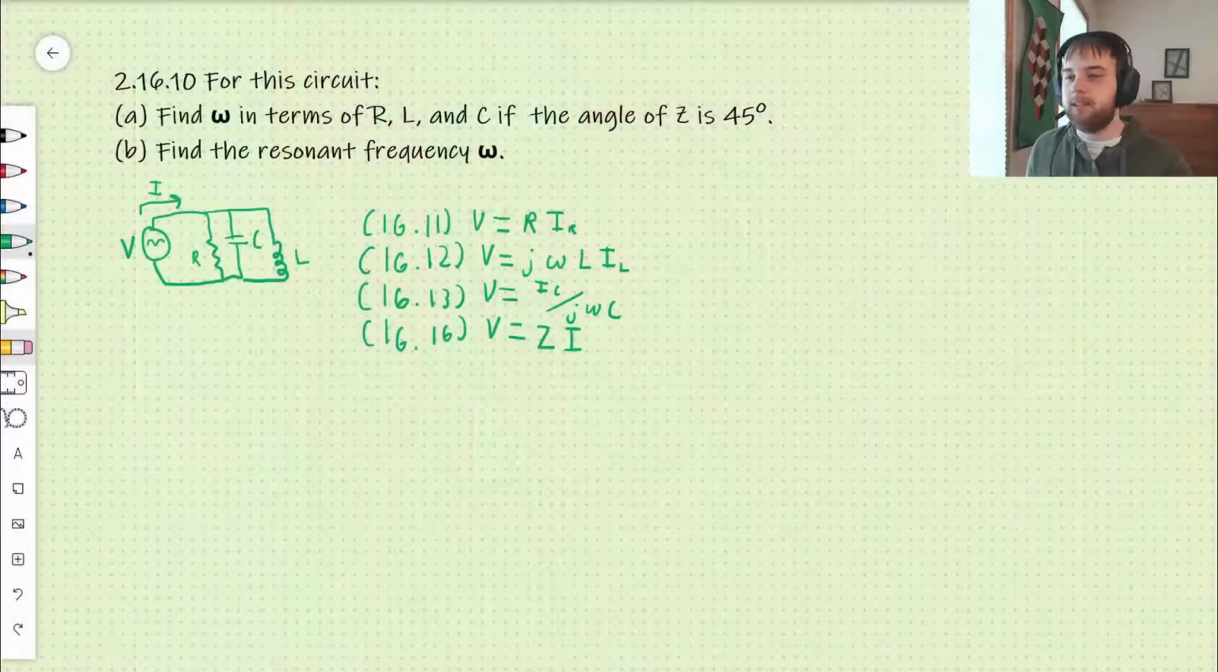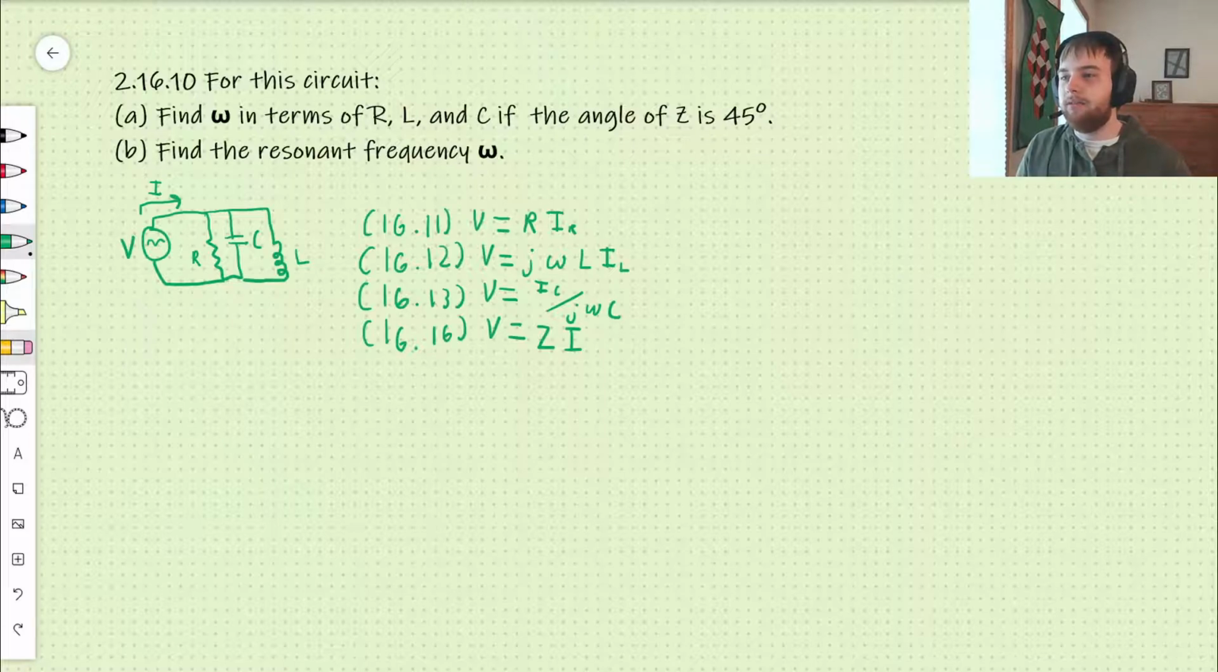Hello everybody, welcome back. Today we're taking a look at a type of electronics problem that can be solved with complex numbers. So here we go. For this circuit, find omega, which is the angular frequency, in terms of R, L, and C if the angle of Z is 45 degrees, and find the resonant frequency omega.